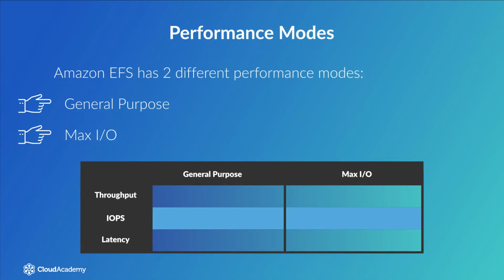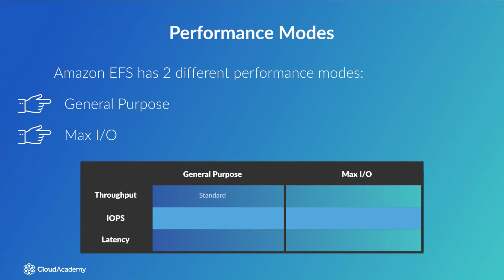AWS are aware that EFS can be used for a number of different use cases and workloads, and as such, each use case might require a change of performance from a throughput, IOPS, and latency point of view. As a result, AWS has introduced two different performance modes that can be defined during the creation of your EFS file system, these being General Purpose and Max I/O.